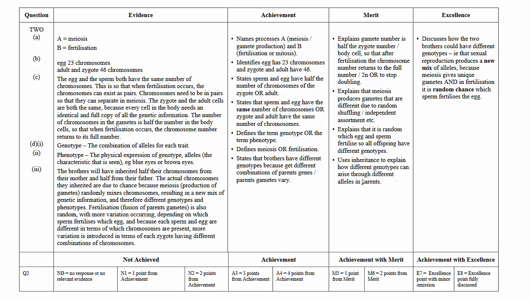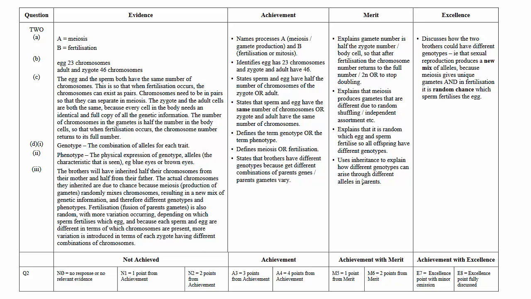Okay, to gain a merit in this question, you can look at the achieved one yourself. To gain merit, you needed to explain why gamete number is half the zygote number so that fertilization can occur. You need to explain that meiosis produces gametes which are different due to shuffling or independent assortment. You need to explain that it is random which egg and sperm join together, and you need to use inheritance to explain how different genotypes can arise as alleles in parents. To gain excellence, you have to get this point.